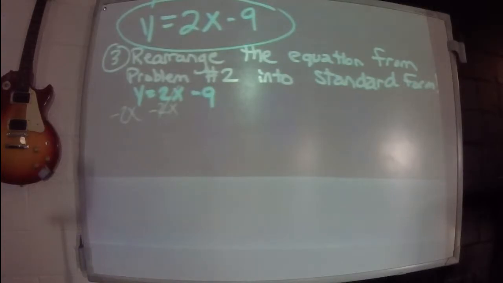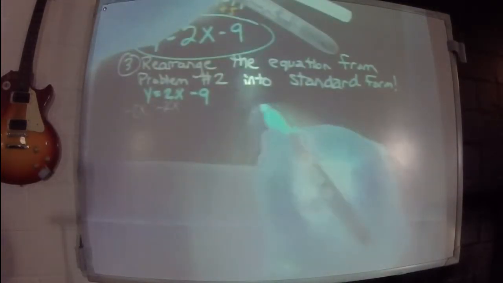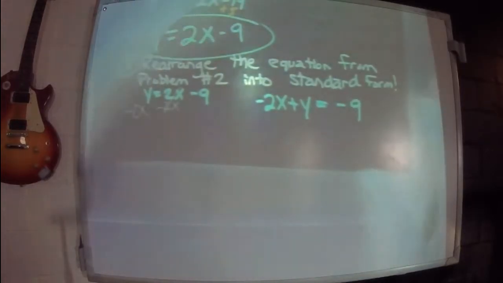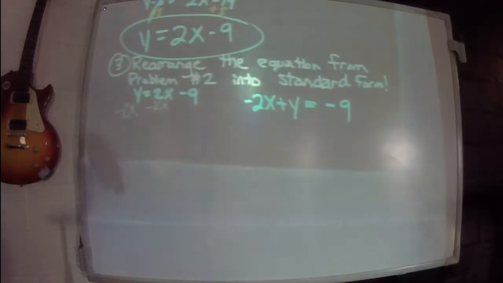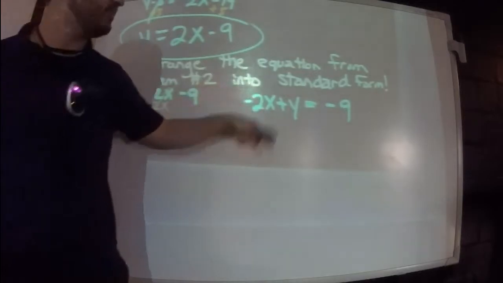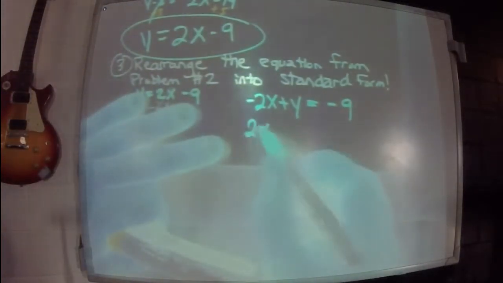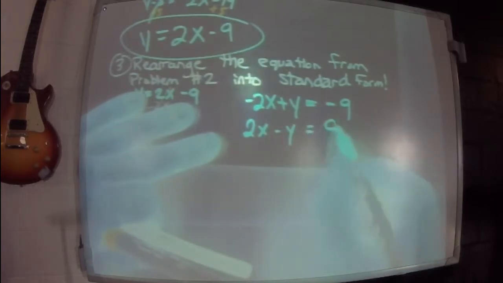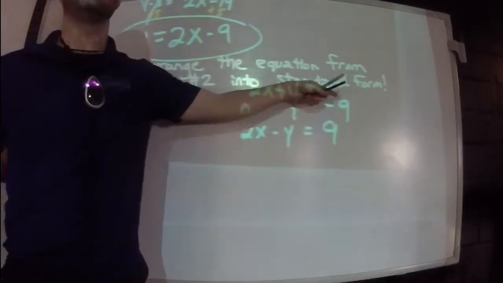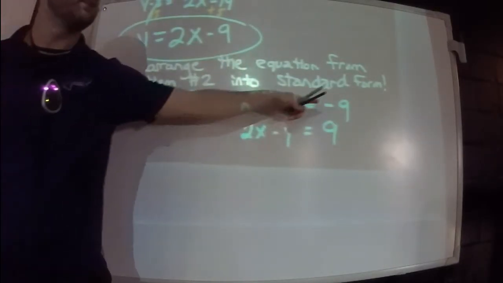And now I have negative 2x plus y equals negative 9. But it can't be negative. I'm breaking one of the rules. So what's our little trick for fixing it? Switch everything. Switch this one and this one and this one, and then you're fine. You've got 2x minus y equals 9. And remember, the reason we're allowed to do that is because it's the same as multiplying every piece on both sides by negative 1.